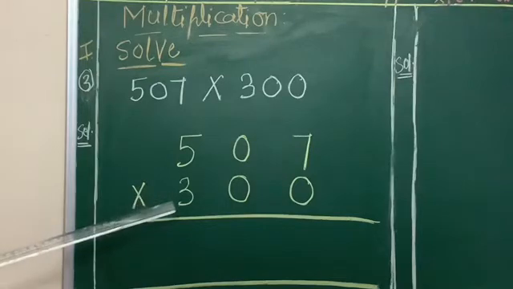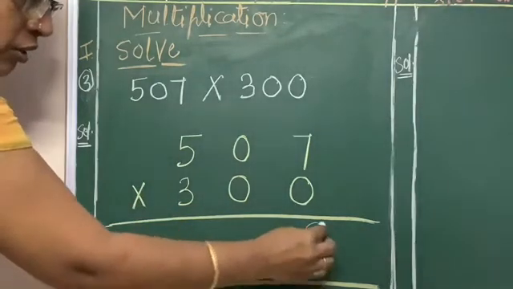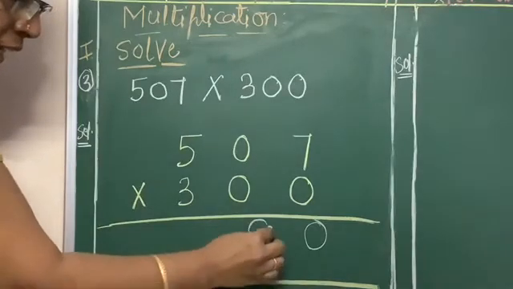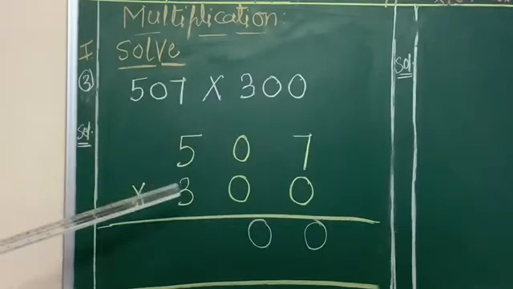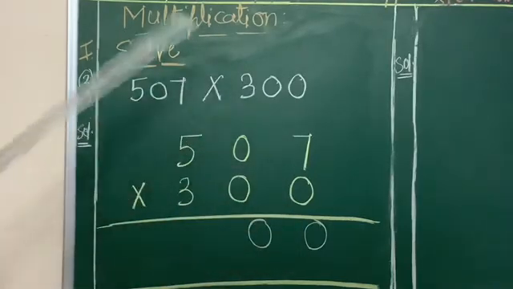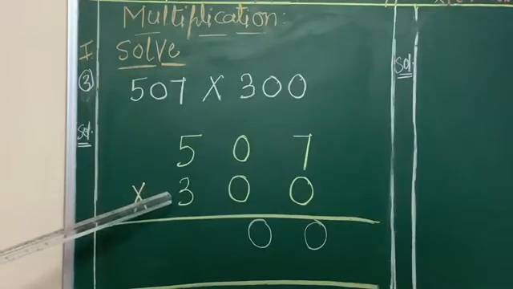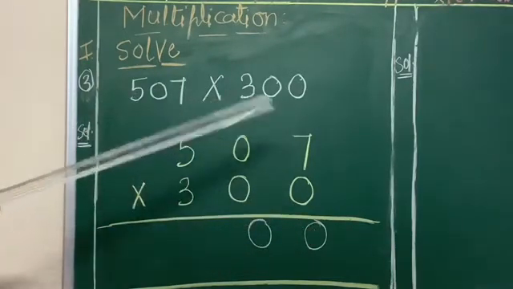So instead of multiplying by 300, what you have to do? You have to write 2 zeros here directly. Now you multiply by 3. Okay. When you are multiplying with tens place digit, what you have done? You wrote 1 0 and you multiplied normally. In the same way, when you are multiplying with hundreds place digit, you write 2 zeros and multiply normally, children.